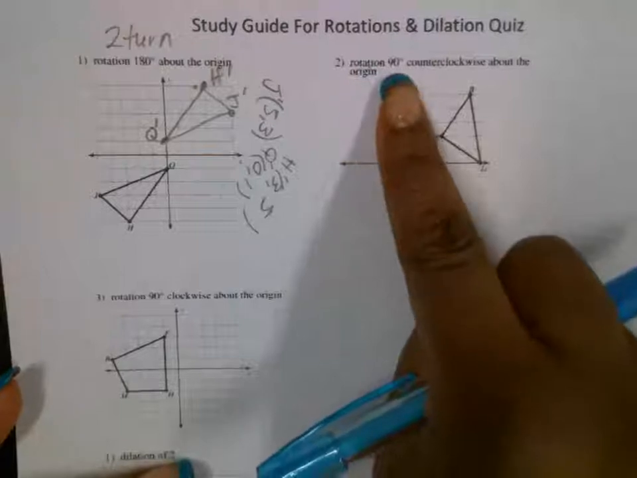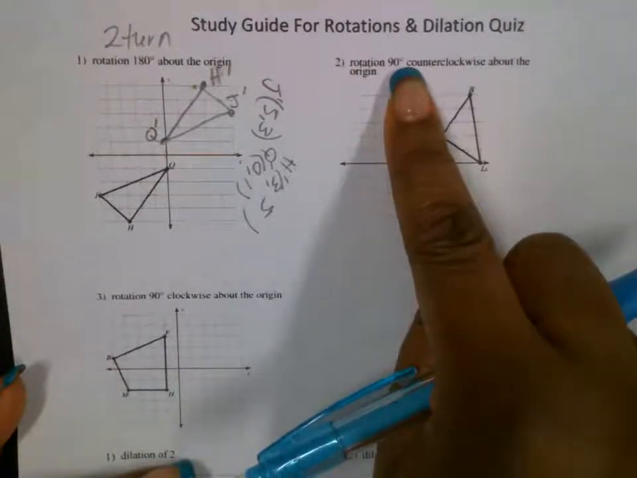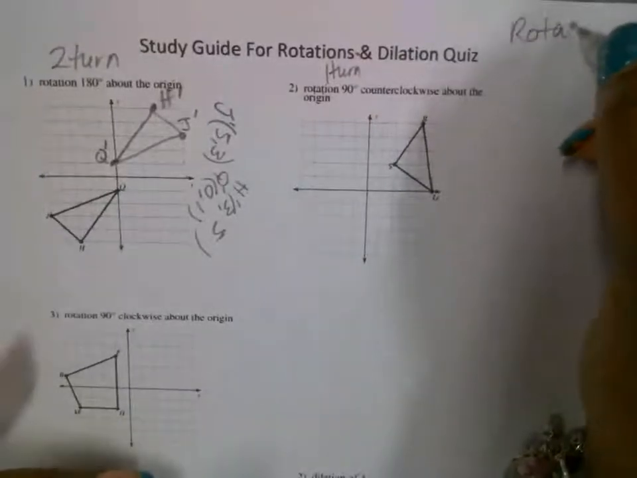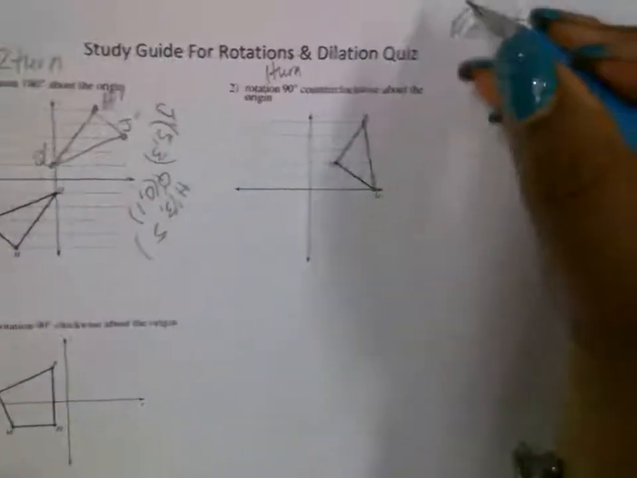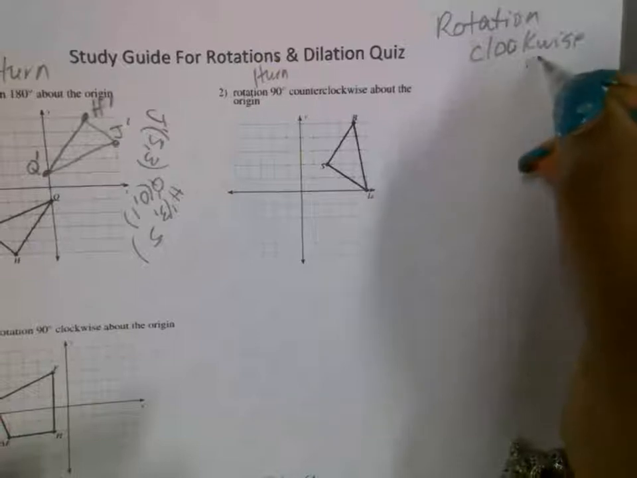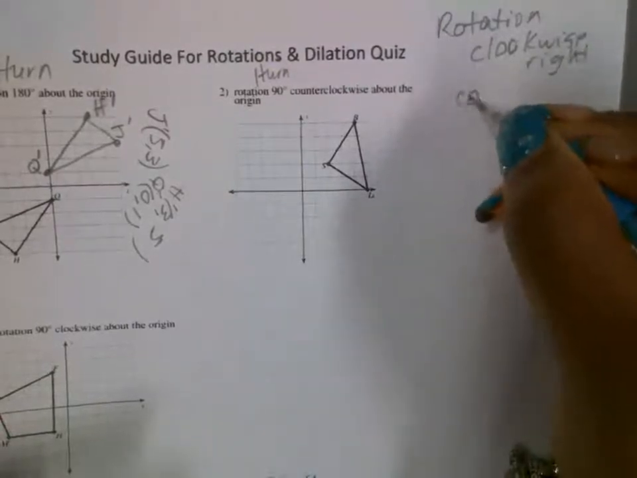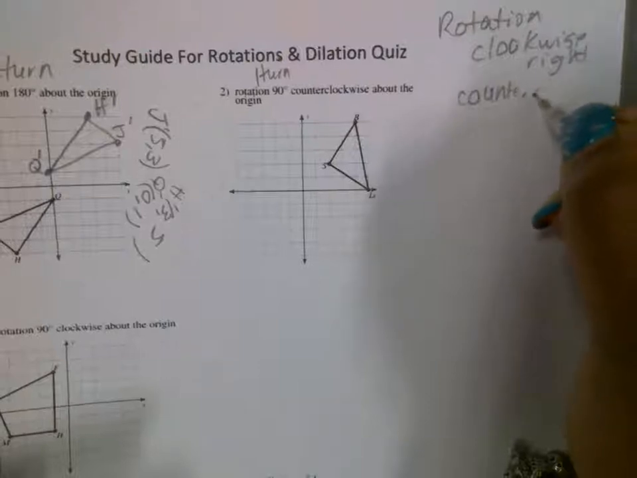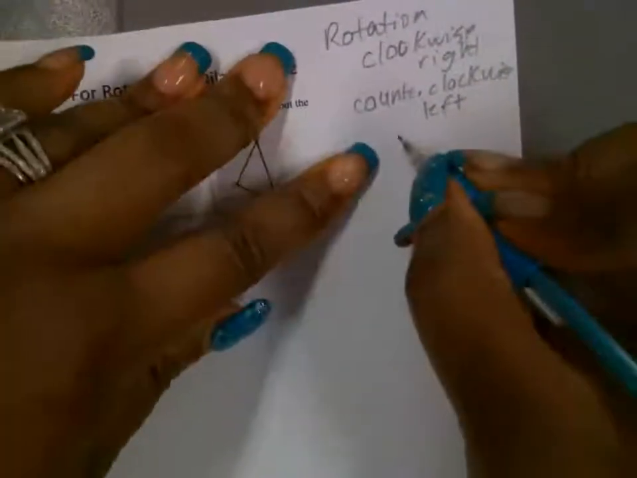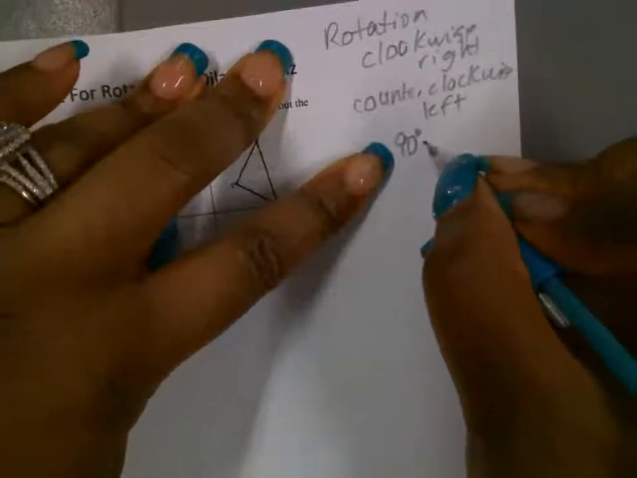So we're going to do the same thing for number 2. We're rotating 90 degrees. 90-degree turn is again one turn. So don't forget this. When you're doing a rotation, there's two turns that you can do. You're either going to do clockwise, which is to the right, or you're going to do counterclockwise, which is to the left. And it's only four turns to make.